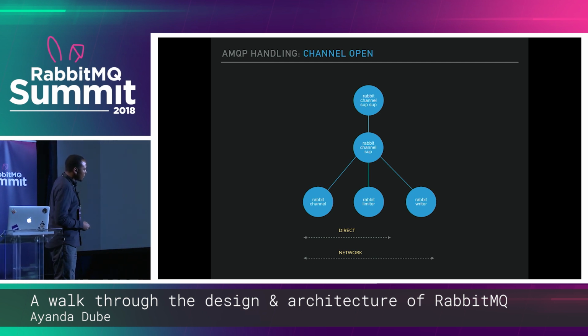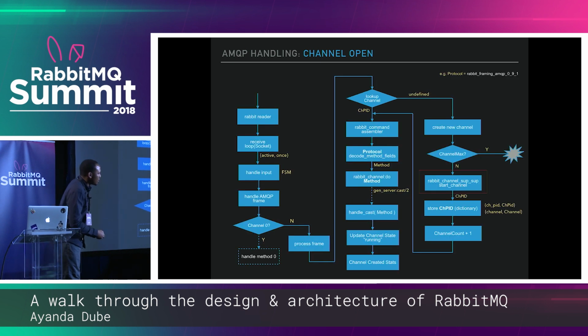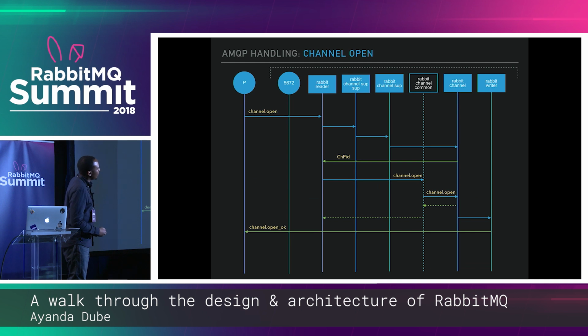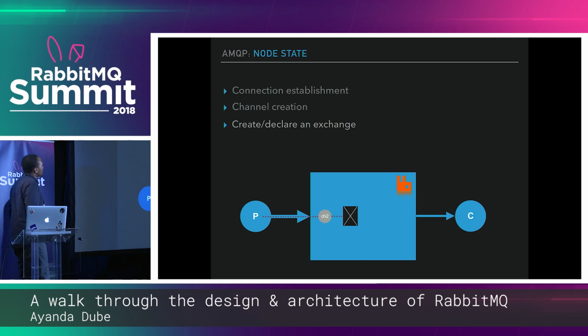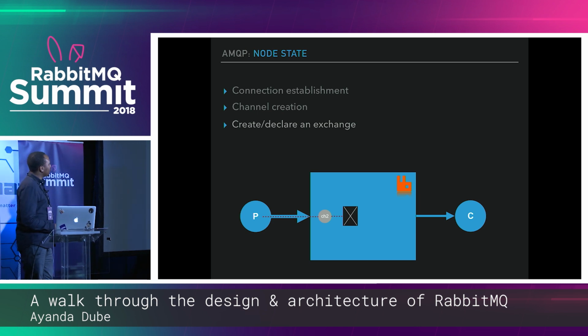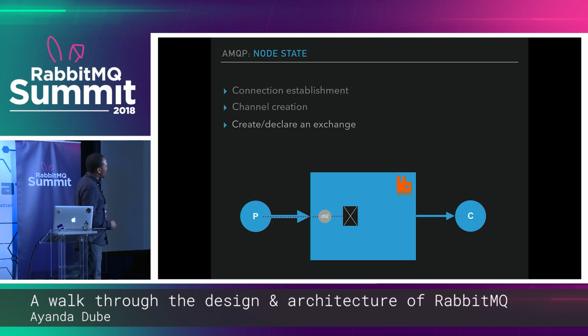And then you've got your Rabbit writer process, which is the one that issues commands back to your client. So that's channel creation. And then next, you want to create and declare an exchange, right? So what happens when you do that?